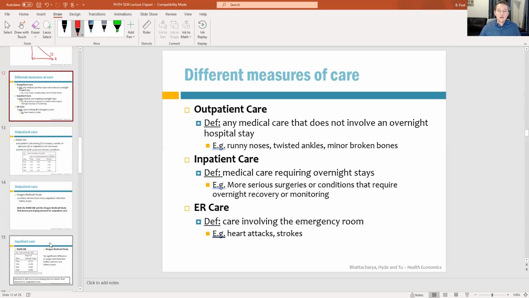Inpatient care is either something that's more serious, more life-threatening, or it just requires more supervision, so invasive surgeries and things like that. Emergency room care, obviously super important. That's something that is emergently life-threatening, that you'll need care for right away.